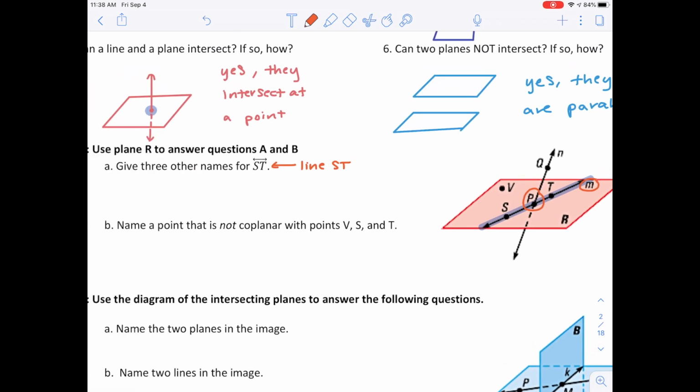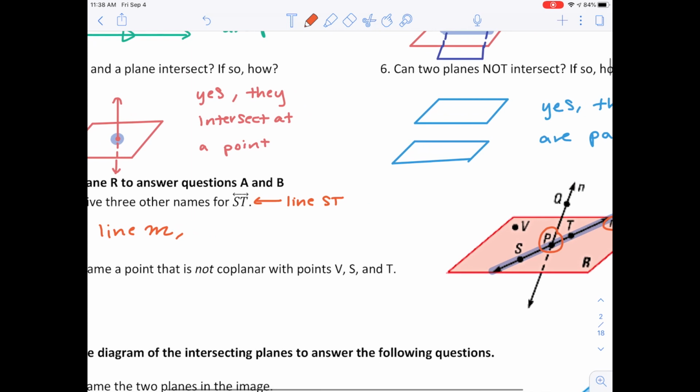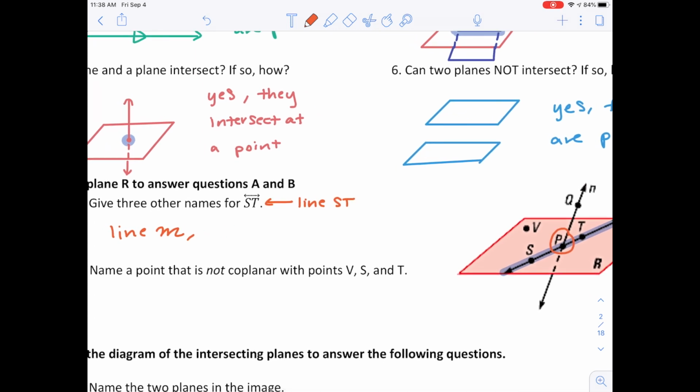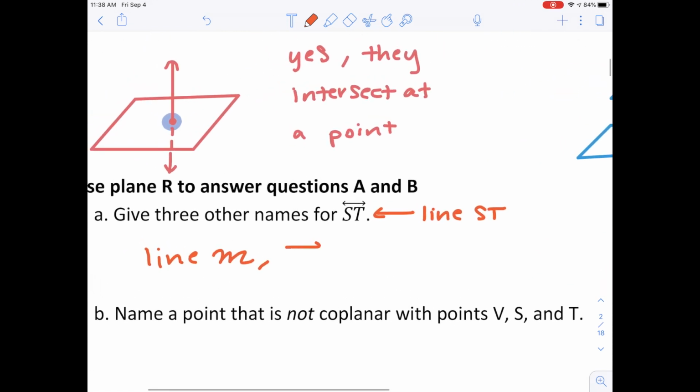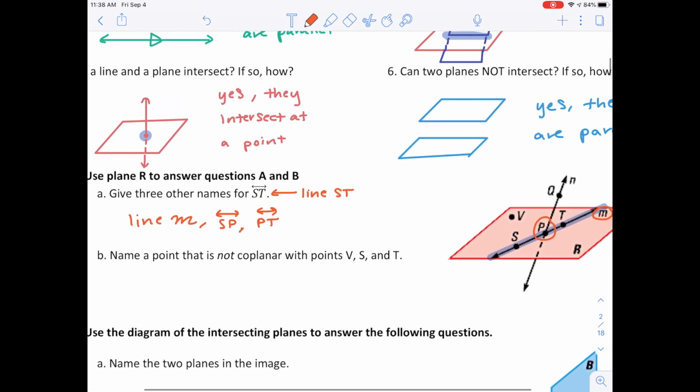So we can use the nickname to define this. We can say, okay, well, this is line M. Again, do the squiggly little lowercase letter. We can also use different points. So instead of doing ST, since P is collinear, we can call this line SP. And it's the same line. You could call it line PT. Any of those points that are collinear would be fine. You could also go the other direction. So you could say line PS, line TP.